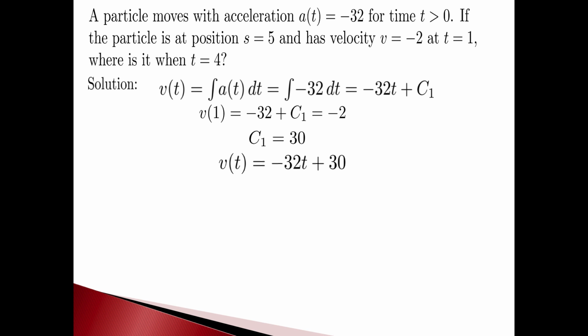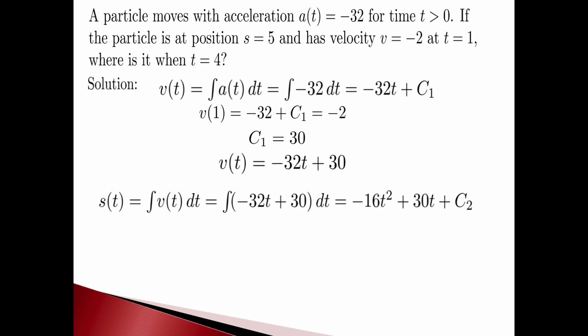That's great. Now I have completely figured out my velocity. It had to be negative 32t plus this constant, which we figured out had to be 30. That's enough then to go backwards a step and figure out the position. Because remember, velocity is the derivative of the position function. So I just say, okay, my derivative was negative 32t plus 30. So I go backwards to figure out what the original position function had to be.